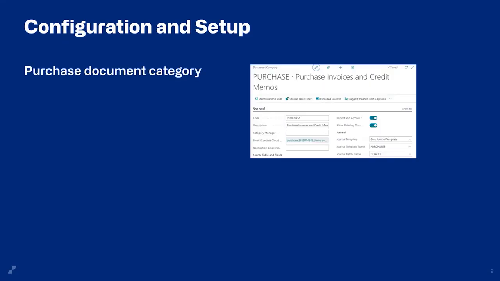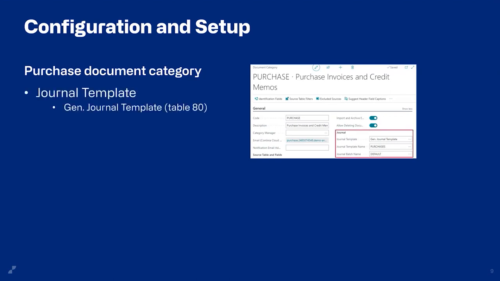It's time to look at the configuration setup. How do we prepare Document Capture and my Business Central for handling invoices and credit memos through a journal? So here we are. It all takes place in the purchase document category. For those specific areas you need to change or update, please look at the image to the right.